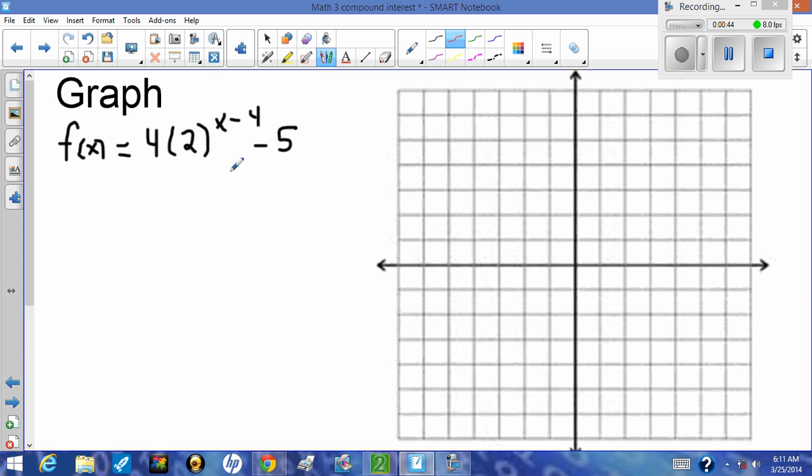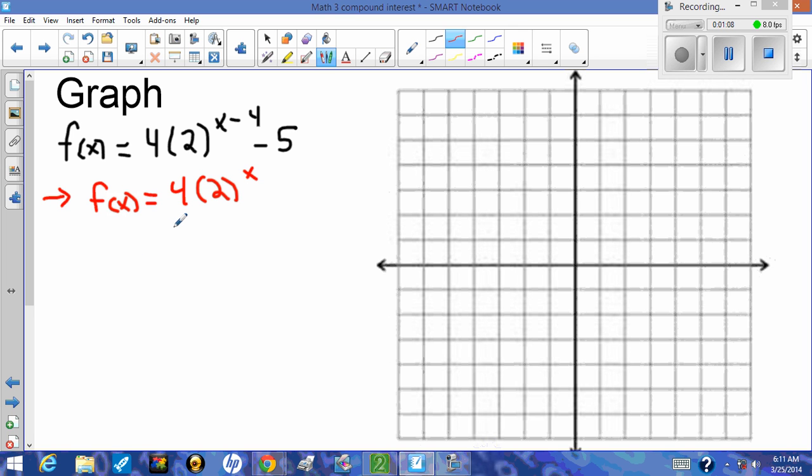So the first thing we're going to do is graph this without the shifts. So I'm going to go ahead and rewrite it. I'm going to pull off the minus 4 and the minus 5. So I'm going to graph these points first, and then I will shift them according to the translation up here. Okay, here we go.